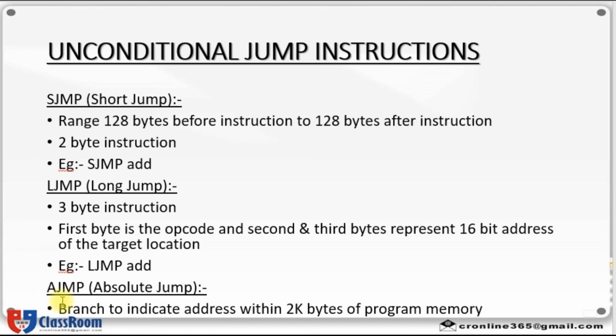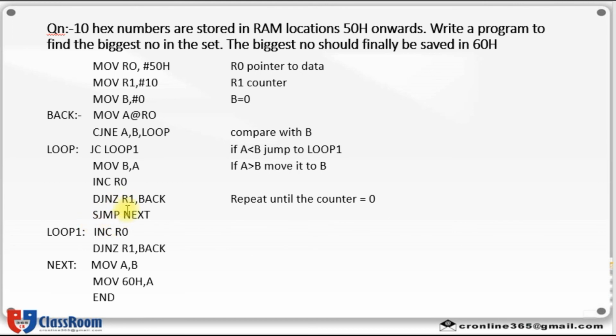Then third is AJMP. That means absolute jump. It will branch to the indicated address within 2 kilobytes of program memory. These are all unconditional jump instructions: SJMP, short jump; LJMP, long jump; AJMP, absolute jump. Here one SJMP is used, which means you have to short jump to this location.